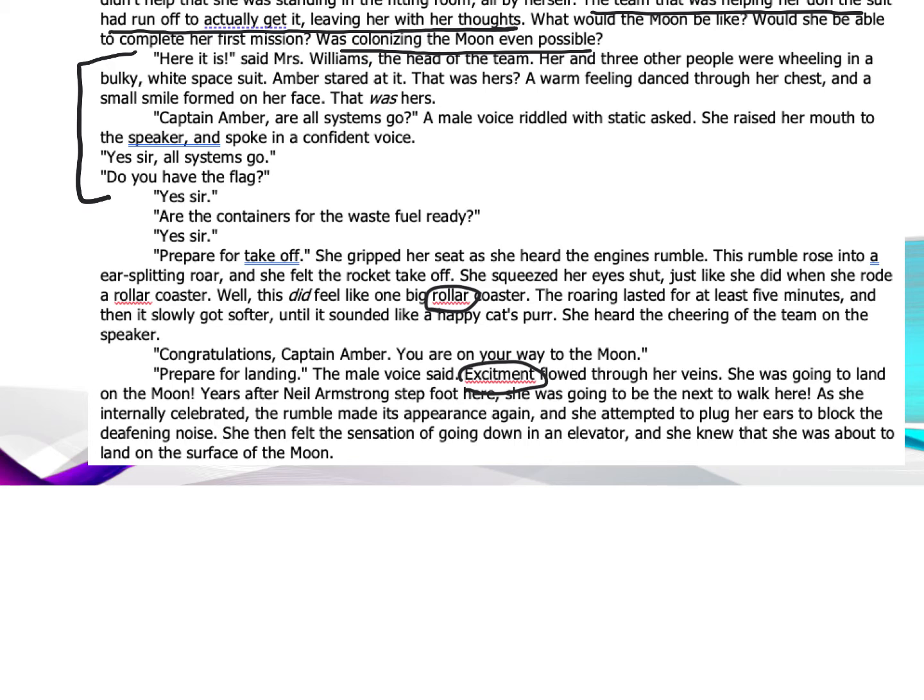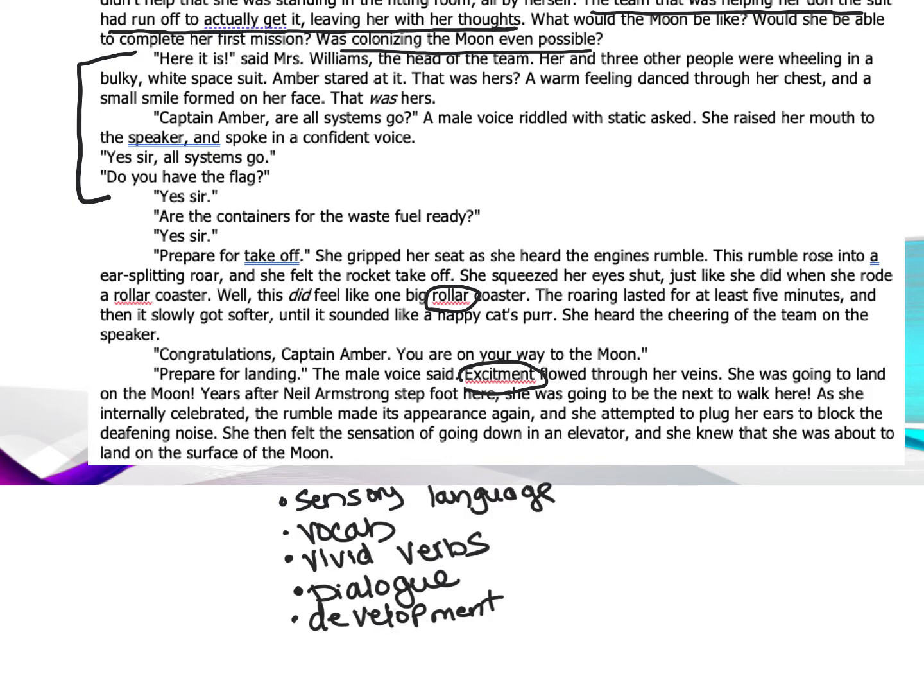All right, what would you give this story on a scale of 1 to 4? 1, 2, 3, or 4? Good, so she definitely has these things that stand out at you. Sensory language, strong vocabulary, vivid verbs, dialogue, and development. One thing to keep in mind is this was 8th grade. So it's not perfection, it's progress from 7th grade. So they understand everything's not perfect.